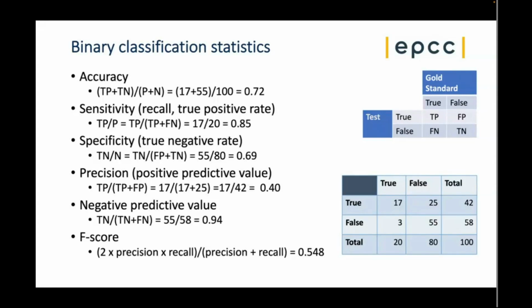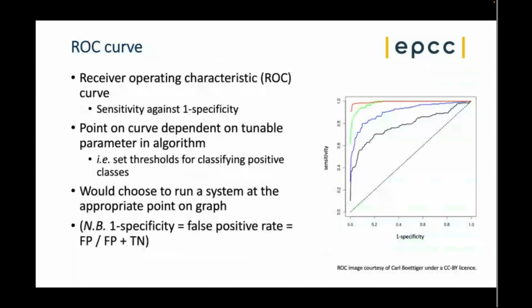Another one that you'll see quite commonly is this thing called an F-score. In this case, it's just calculated from some of these other numbers up here. It's 2 times the precision times the recall divided by the sum of the precision and recall. It is a kind of balance between sensitivity and specificity. In some contexts this can be quite useful, but it really does depend on the kind of question that you're trying to answer.